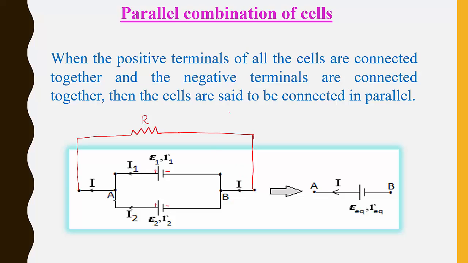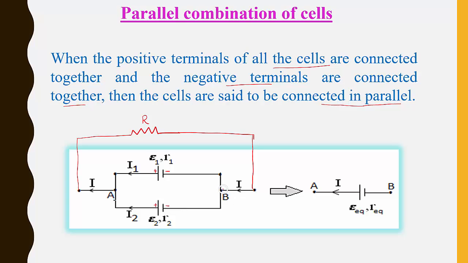Now we have to know what we mean by parallel combination. When the positive terminals of all cells are connected together and the negative terminals of all the cells are connected together, then the cells are said to be connected in parallel. You can observe the positive terminal of the first cell and the positive terminal of the second cell are both connected to the common point A. Similarly, the negative terminal of the first cell and the negative terminal of the second cell are connected to the common point B.